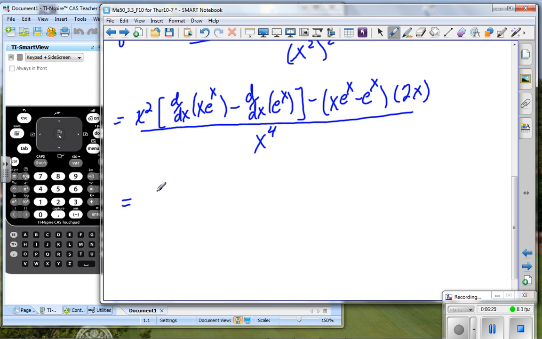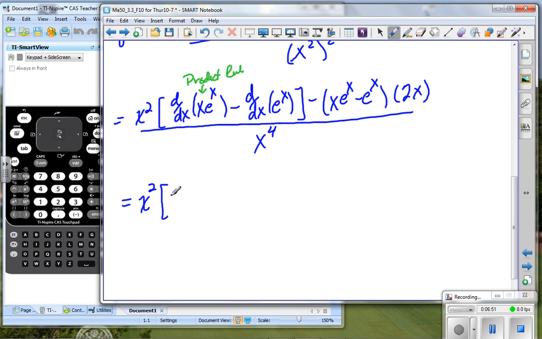Well, let's see where we're at. x squared from here. Inside here, now this is going to be the product rule. I'm going to put this in a different color and just remind us that we need to use the product rule on this term.